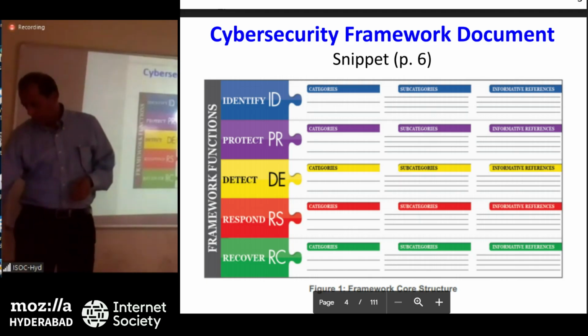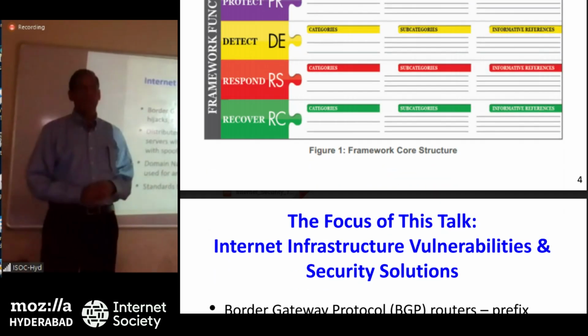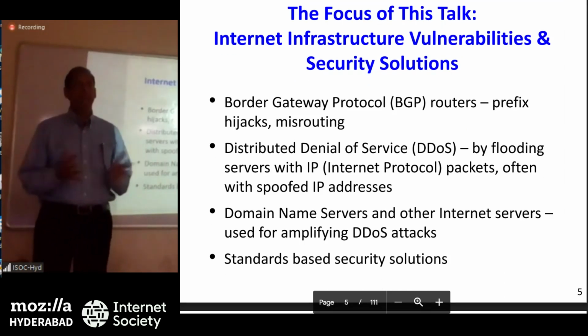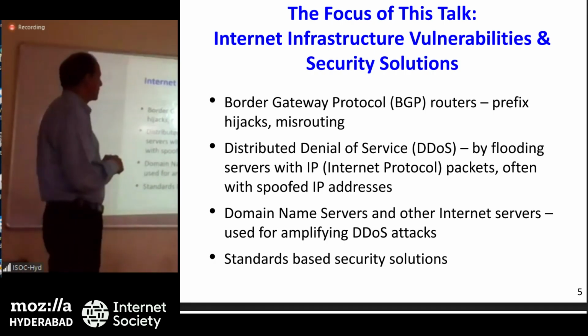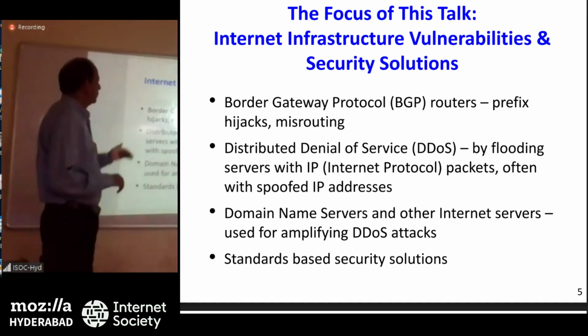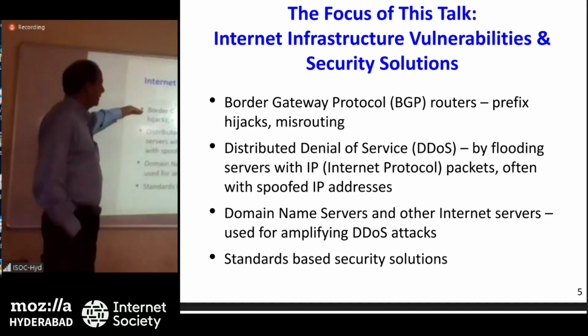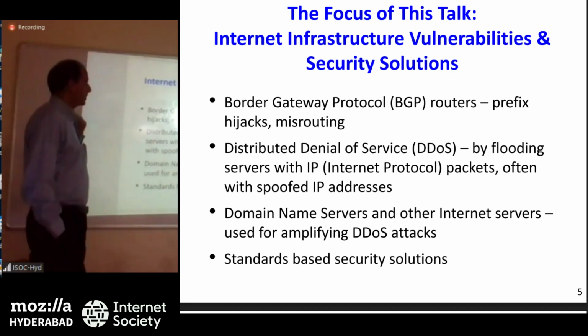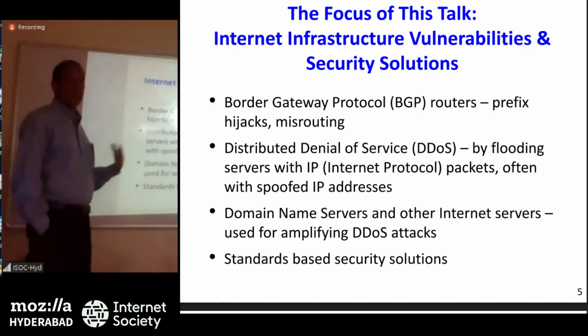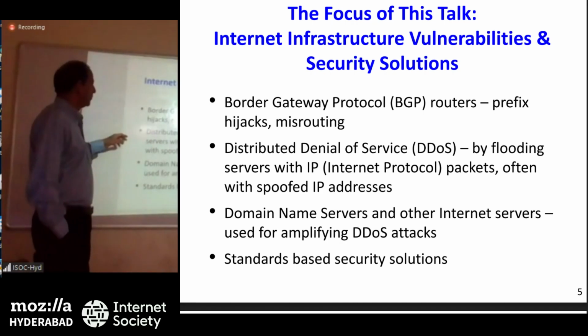And so now I will also talk about other documents and standards as well. So let's jump into this topic of internet infrastructure vulnerabilities. Here we're going to focus on the BGP routers, where we have vulnerabilities in terms of prefix hijacks and misrouting. I will explain in a moment what that is about.